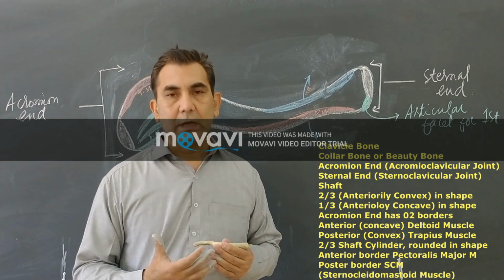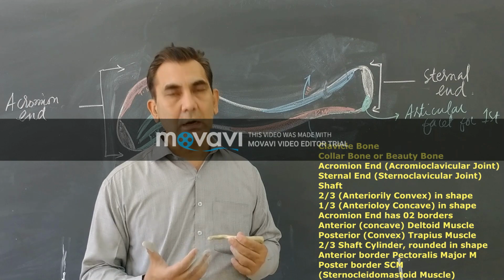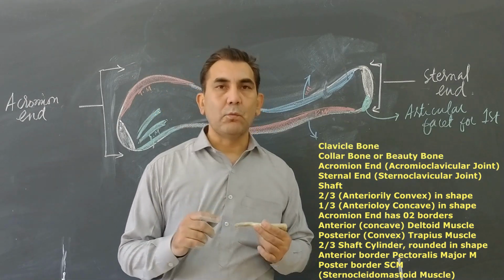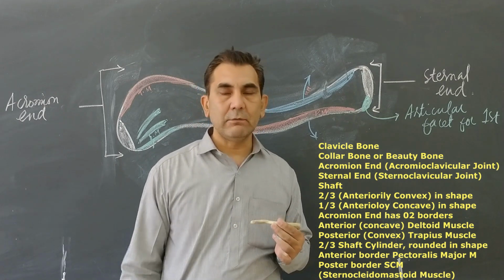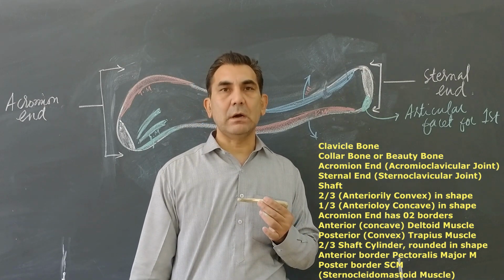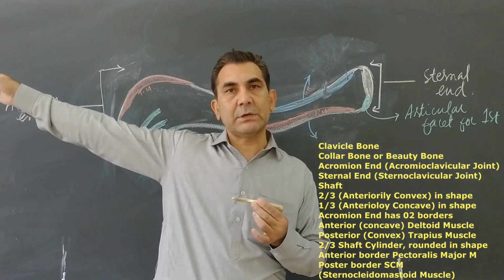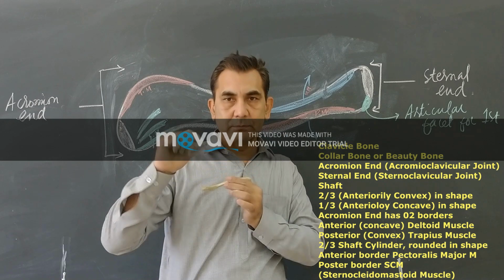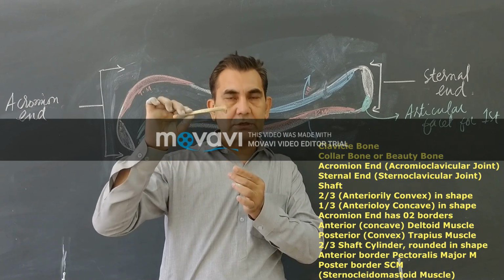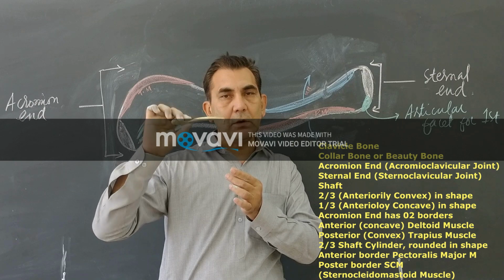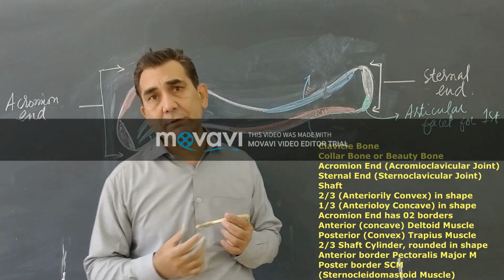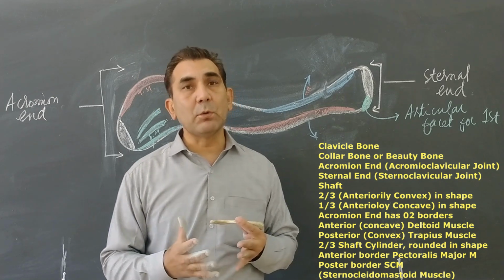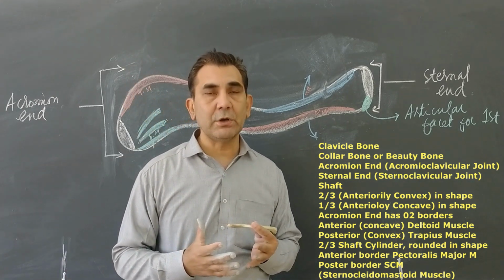The name clavicle is derived from the Latin word clavica, and clavica means little key. When humans move their upper arm in abduction or adduction, the clavicle bone moves like a key opening a lock. So it is called the clavicle.